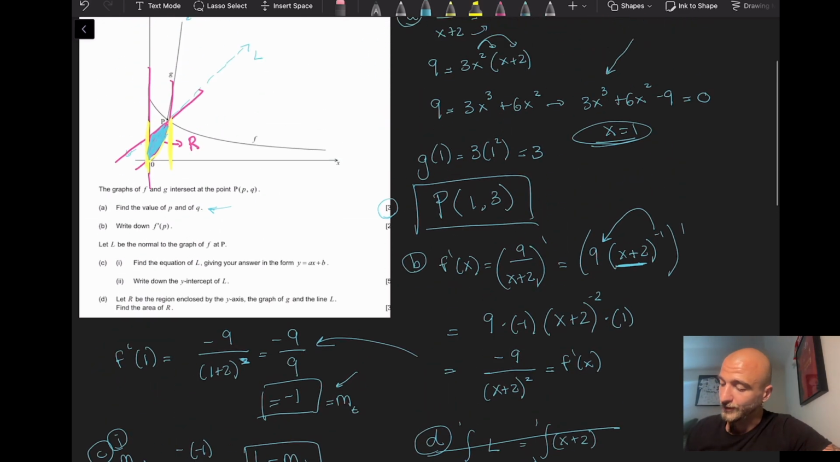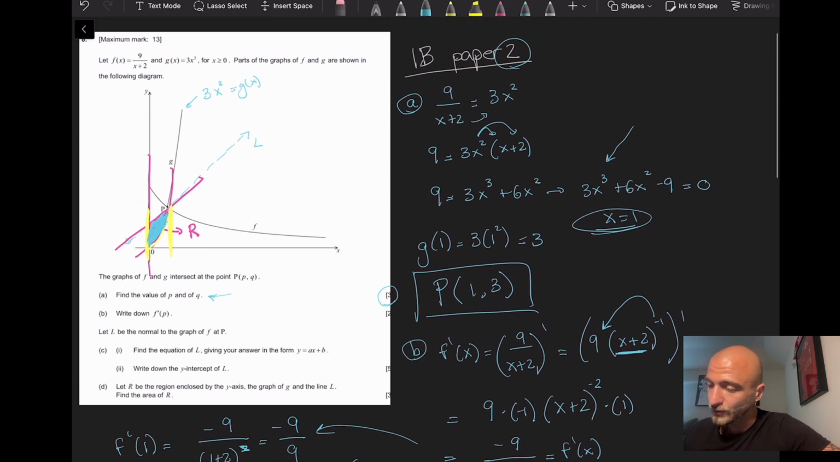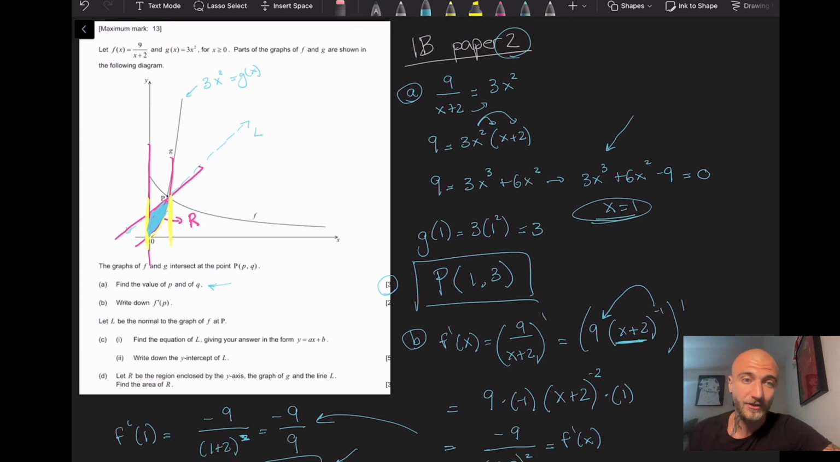Just like that, we've done all 4 parts of this for a total of 13 marks on a really nice, challenging IB Paper 2 style exam question.